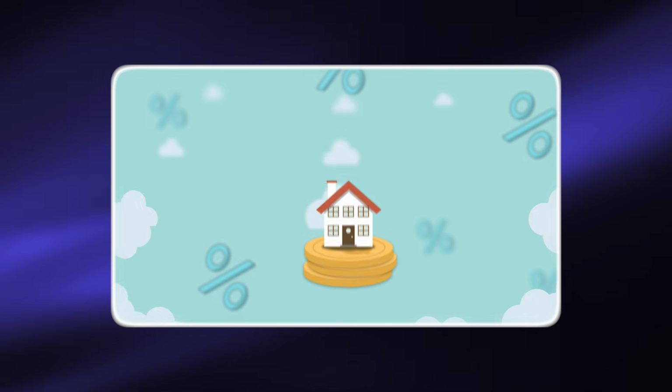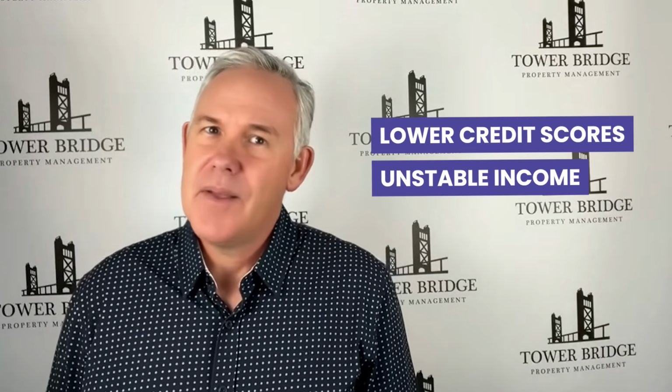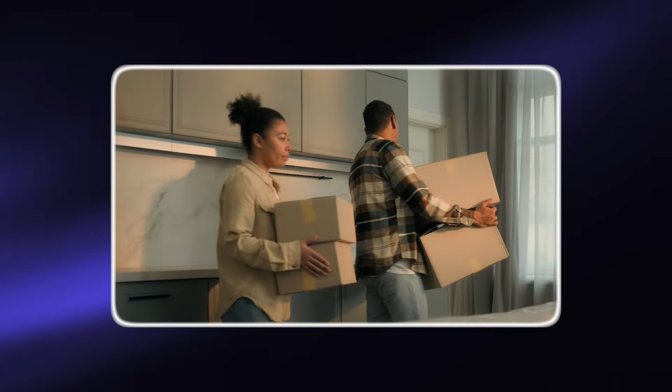The second option is to price above market rent. It's tempting to think, my property is special, I can charge a little more. We understand that line of thinking, but in most cases, it leads to lower overall returns. Pricing above market rent usually means your property sits vacant longer, which costs you money every day it's empty. You also tend to attract applicants with weaker qualifications, such as lower credit scores or unstable income, because other landlords have already turned them away.